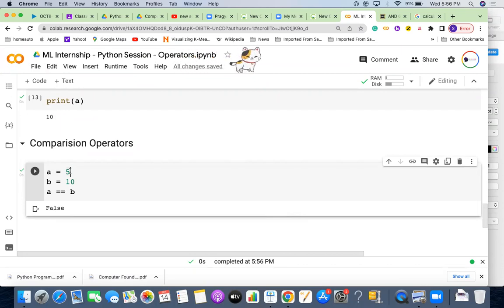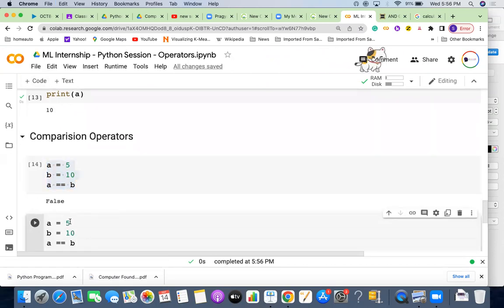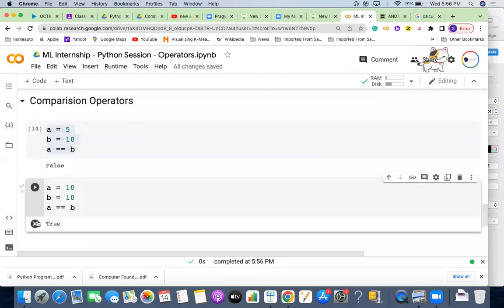If I make both equal, let me do it in another place. If I make both equal, it will give the result true. Fine. The comparison operators will give the result in a Boolean fashion. Correct? Any questions here? So okay, we tried one.